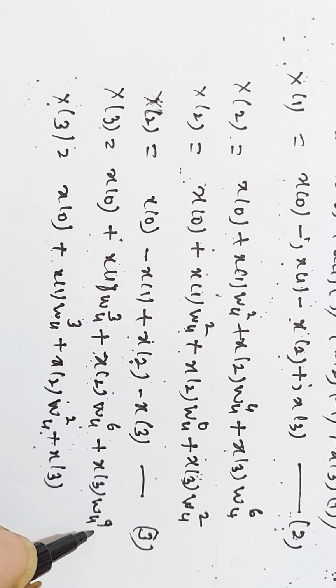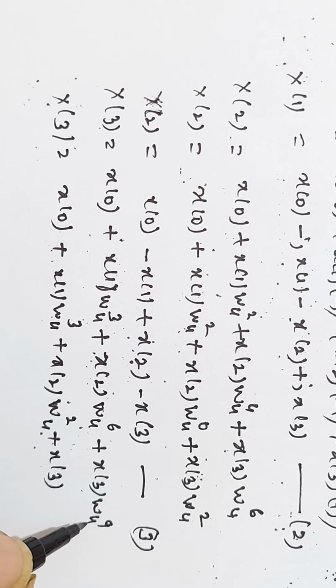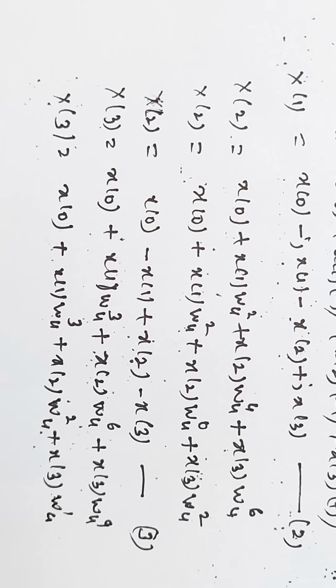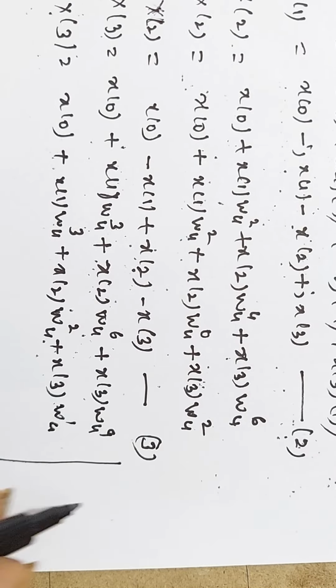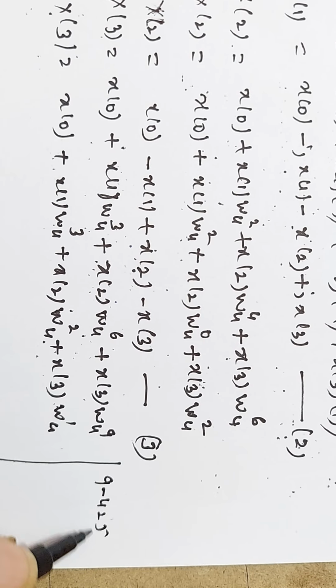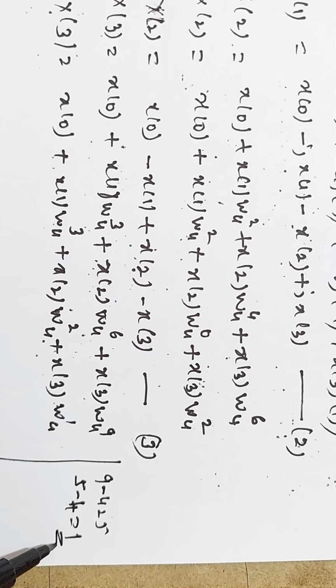The 9th sample is also equal to the 5th sample, since 9 minus 4 is 5. Again, the 5th sample is also equal to the first sample, since 5 minus 4 is 1. Therefore, this is the first sample. See, the 9th sample minus 4 is also equal to the 5th sample, and the 5th sample minus 4 is also equal to the first sample.